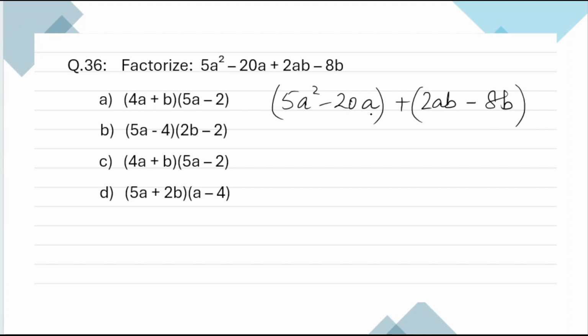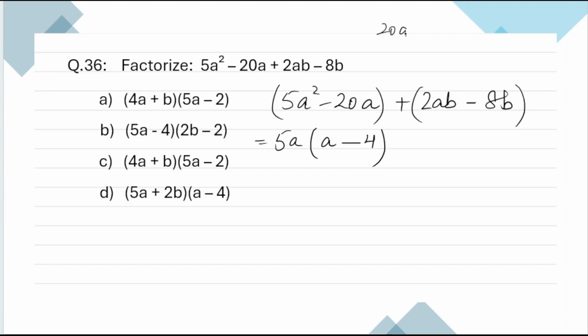5a square minus 20a. What common factor can I take out from these two? Can I take out 5a? Yes. 5a multiplied by what will give you 5a square? Just a. If you cannot think in that direction, just divide 5a square by 5a and you get a. Minus 20a divided by 5a. It's 4.